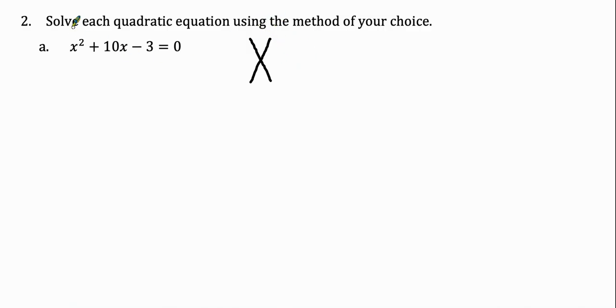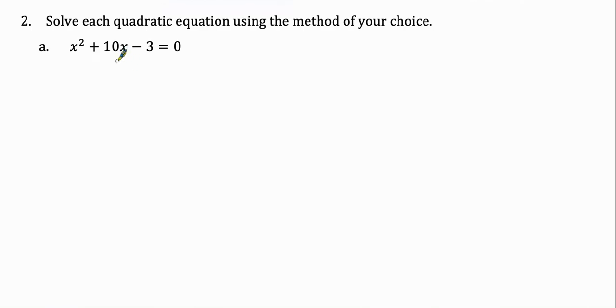So set up your x factor, multiply a times c, so 1 times -3 up top, and then b in the bottom. So are there two numbers that multiply to -3 and add to 10? No, there are not. So we can move into either completing the square or quadratic formula. The criteria for completing the square is my a value 1 and my b value even? In this case, yes, it is. So completing the square is probably going to be the easiest method.